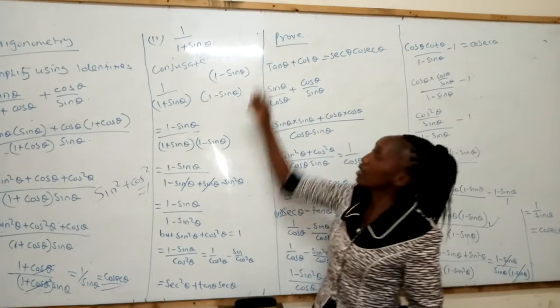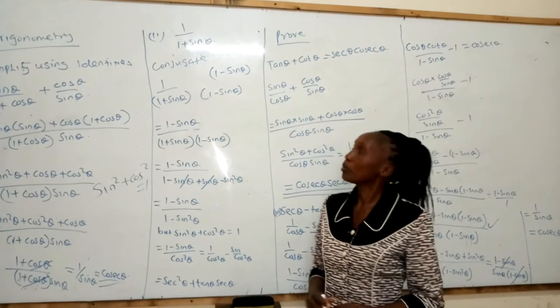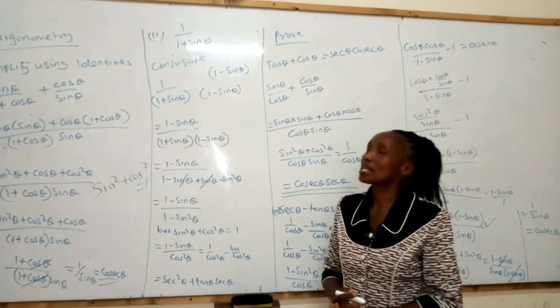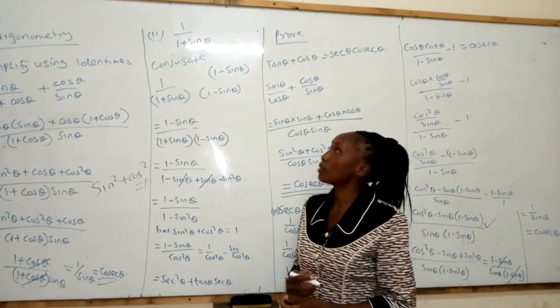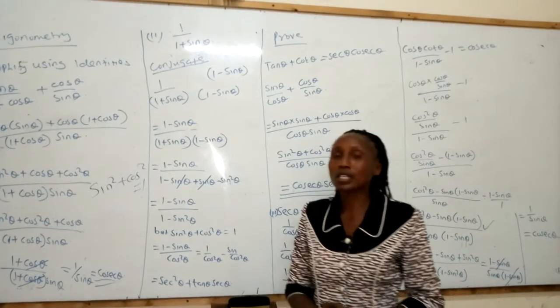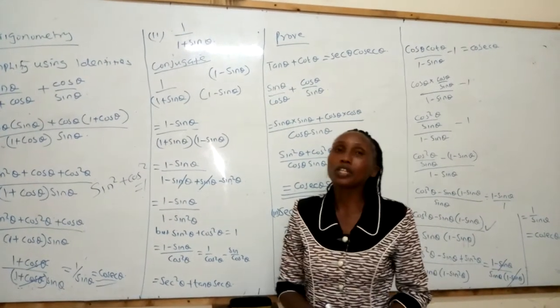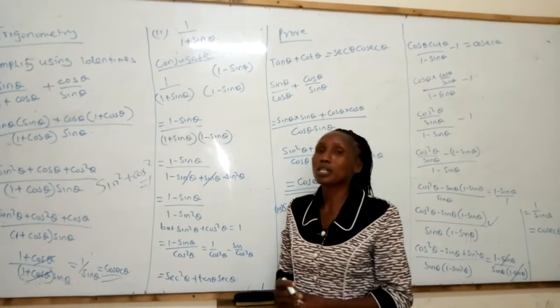You are given 1 over 1 plus sine theta, and you simplify. Because you are only given 1 over 1 plus sine theta, you don't have any other value, so you cannot cross multiply or simplify further. That is why we talk of the conjugate. The conjugate is a situation whereby you take the denominator and change the sign. If it was positive, you use negative; if it was negative, you use positive.